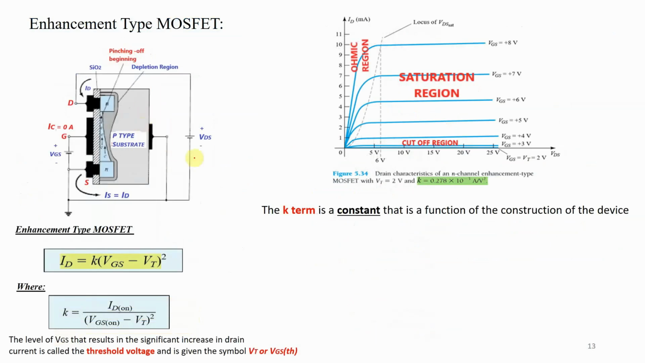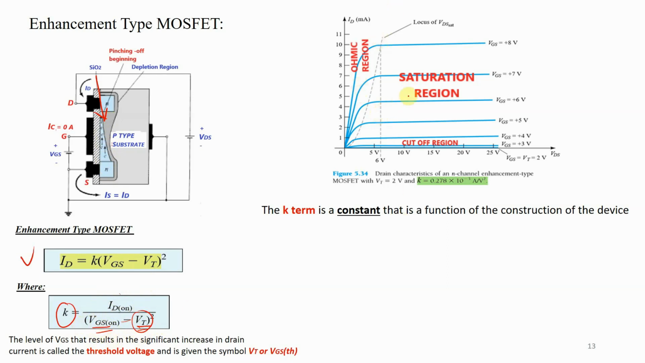Now, let us analyze this current here. ID, the current that will flow here, is given by the equation ID equals K multiplied by (VGS minus VT) squared. And K, by the way, is equal to ID(on), the current at on time, when the conducting channel is on, able to accommodate the current. And VT is the threshold voltage. VGS is the gate to source voltage.